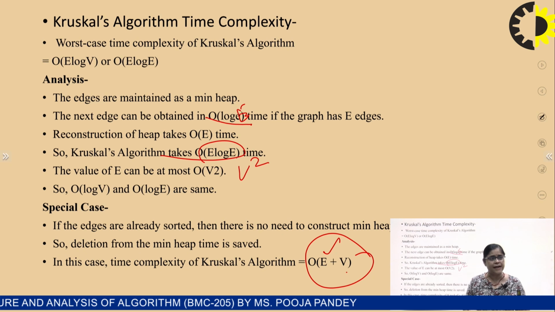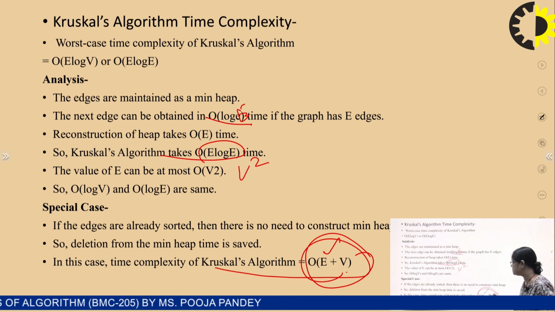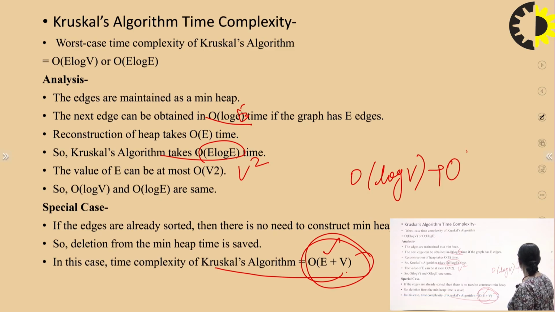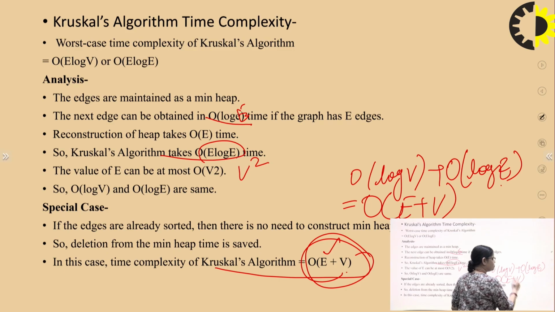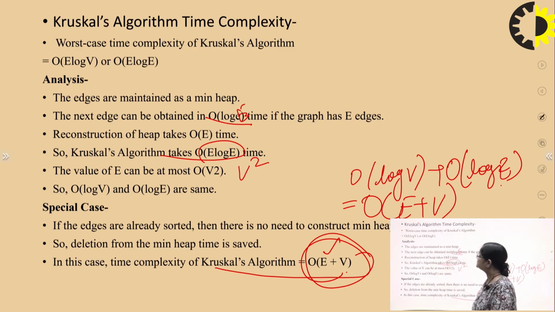So that's why, when we are combining it, we say the time complexity of Kruskal's algorithm is big O of log V plus big O of log E. And when we take it together, we simply say big O of E plus V. So this is the time complexity of Kruskal's algorithm, right?